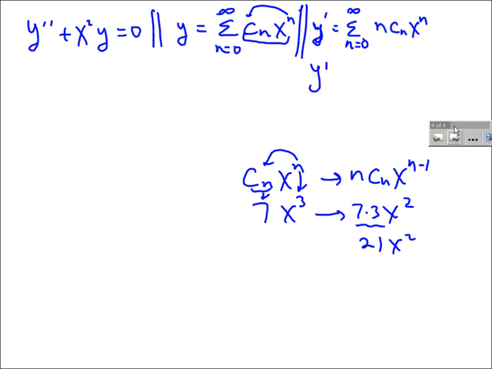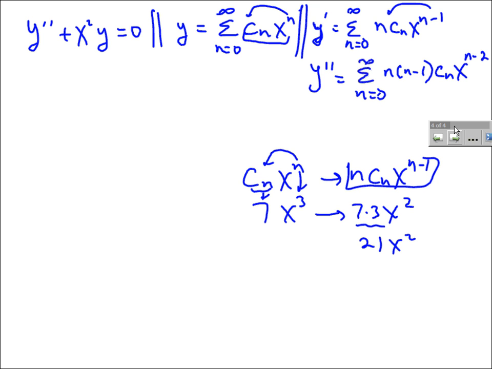Now, we wanted the second derivative. n minus 1 of course, just like I wrote here. You bring down the power, so it's going to be n times n minus 1 times c sub n, and the new power becomes 1 less.